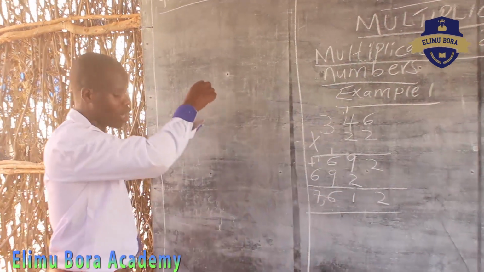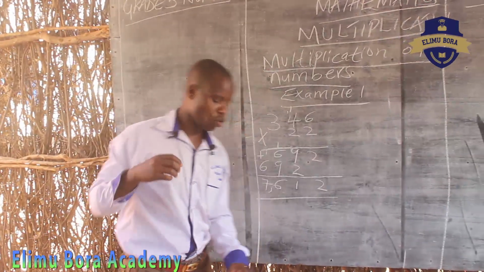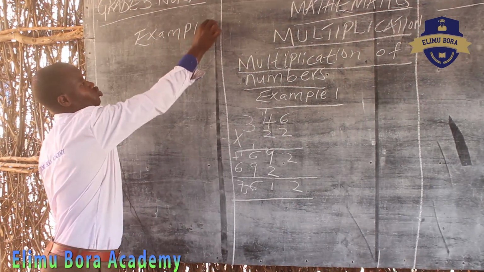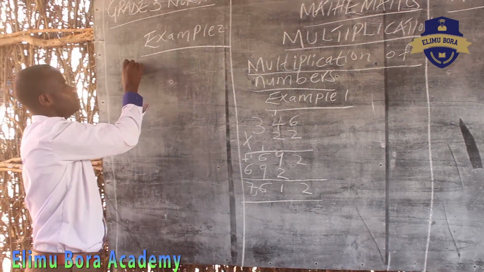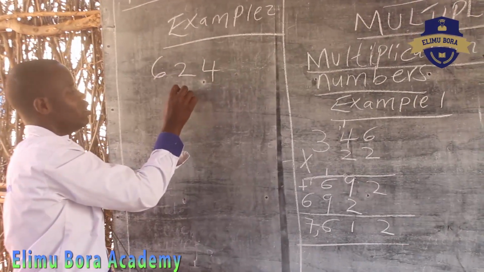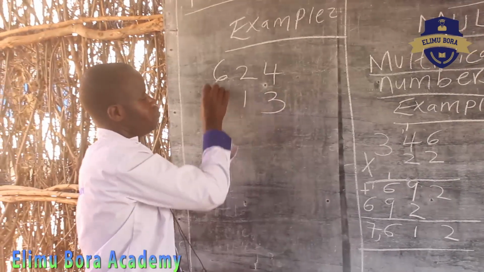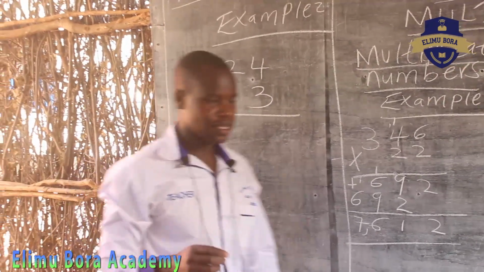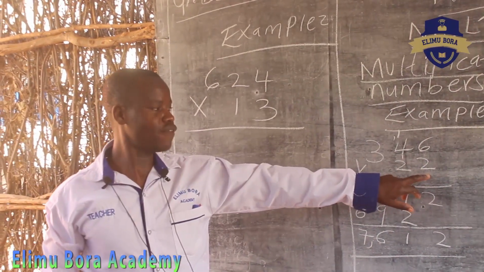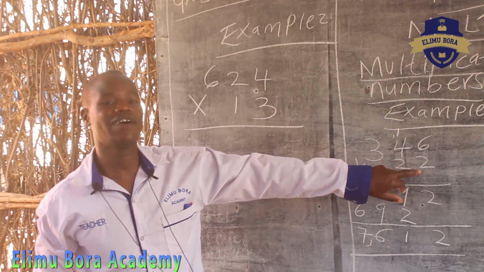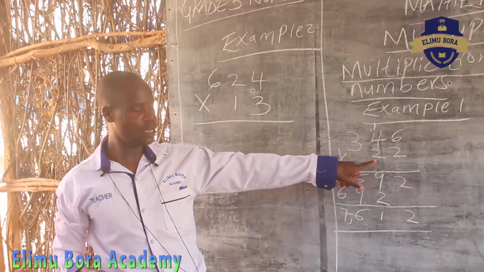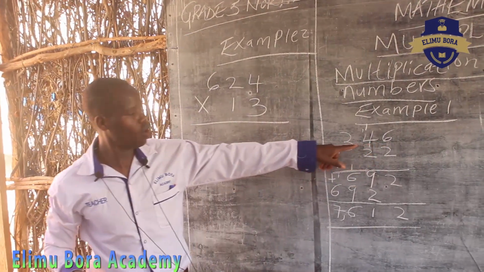That is example 1. Let's look at example 2 here. In example 2, you have been given 624. You are supposed to multiply by 13. So we say, as in the first example, you start with the first digit, and you multiply the first digit by all these digits that you have here, and then you come to the second number and multiply by all these digits.